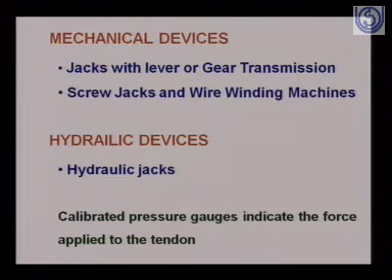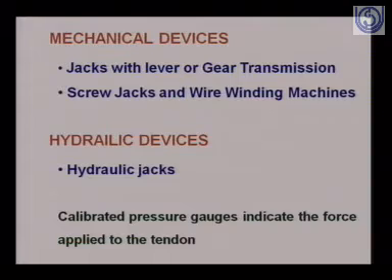Second type of mechanical device is screw jacks and wire winding machines. This device is also used for pre-stressing or providing the tension in the strands. So these are the two devices which come under the category of mechanical devices.